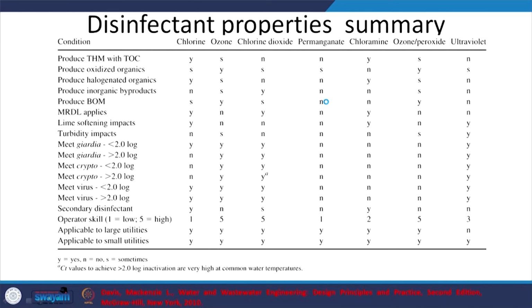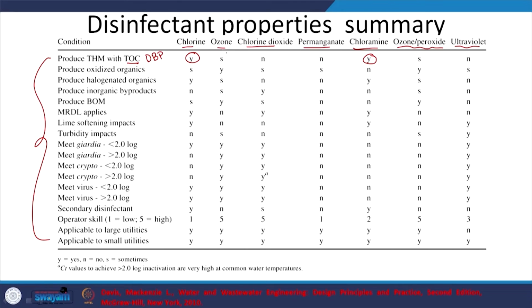Okay, before I go further, so what do we have? Chlorine, ozone, chlorine dioxide, permanganate, chloramine, hydrogen peroxide, ultraviolet. Here we have different conditions that we want to meet. Produce trihalomethanes when total organic carbon is present. These were the harmful disinfection byproducts that I discussed. So you do not want to have these formed. What are some of the types of disinfecting agents which can lead to formation of these harmful disinfection byproducts? Chlorine and chloramines, yes, right. So that is one thing to look at.